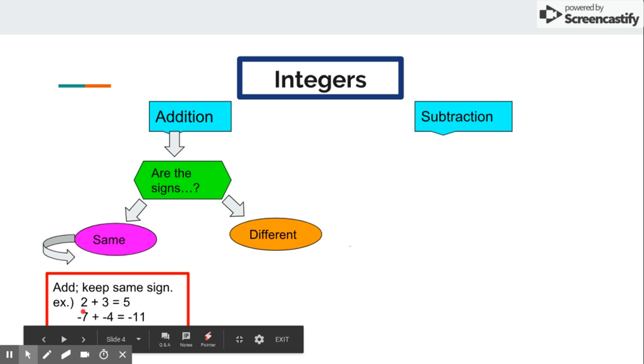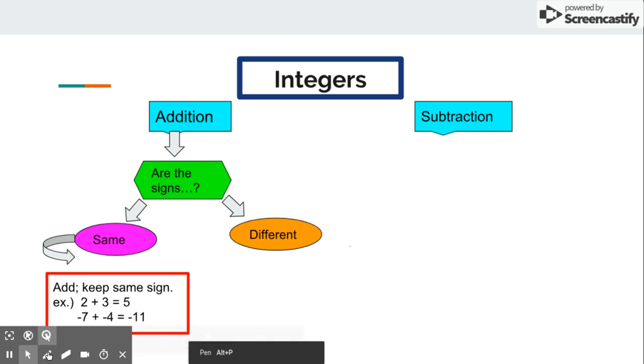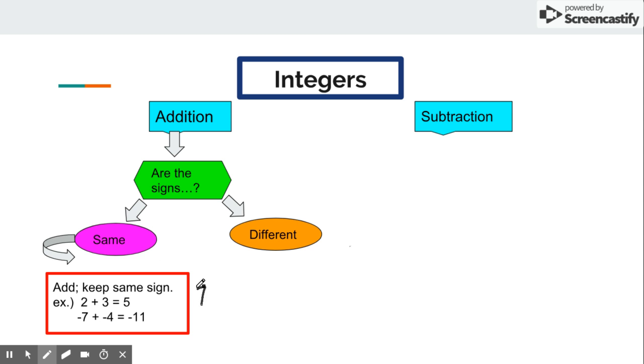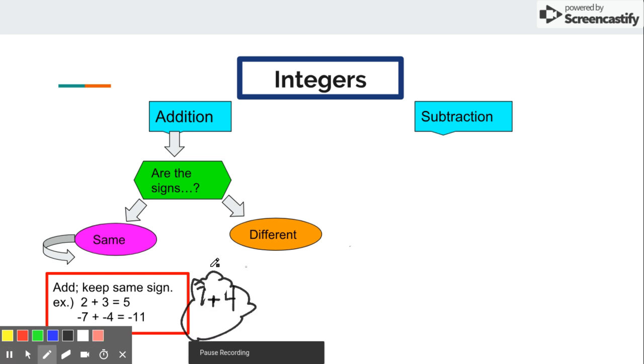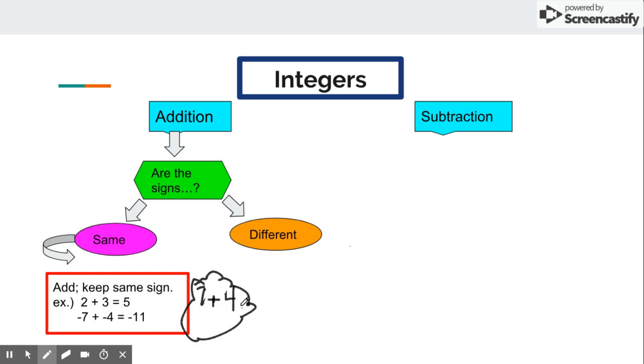But in the same fashion, negative 7 plus negative 4 equals negative 11. Because if we think of it as 7 plus 4, you see there's my little thought bubble. I'm just thinking of it as 7 plus 4. Then that answer would be 11, right? So you would say the answer is 11, but I have to keep the same sign. So it's negative 11. So if they're the same sign, you simply add like you normally would, looking at just the number part. And then if they're both negative, it's negative, both positive, positive.